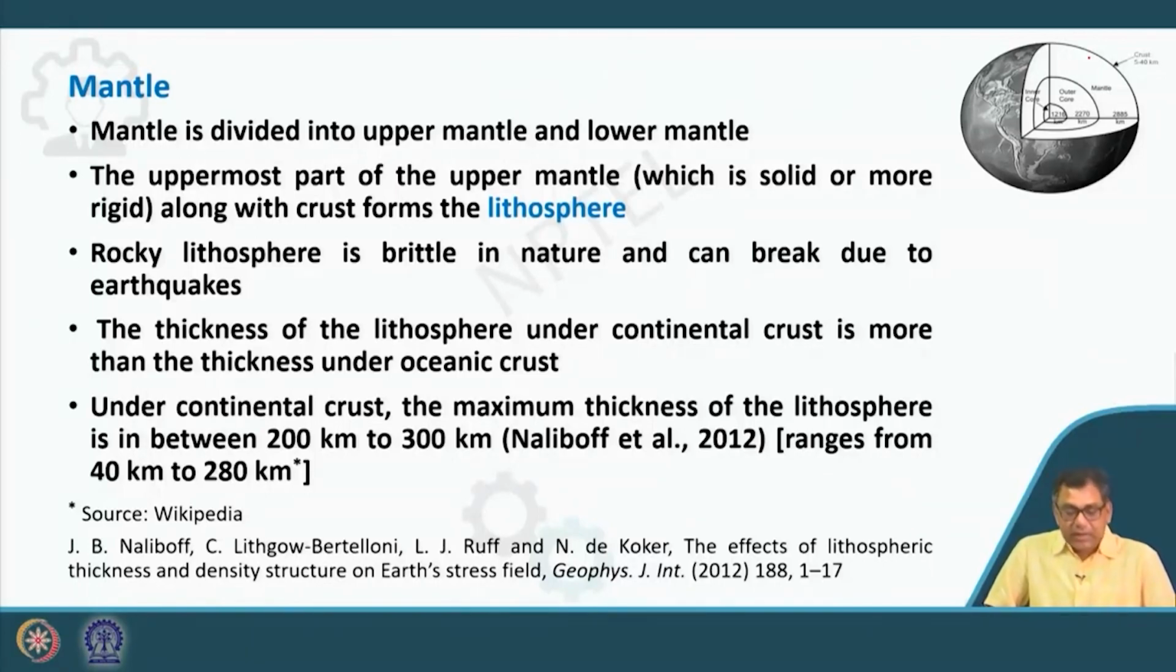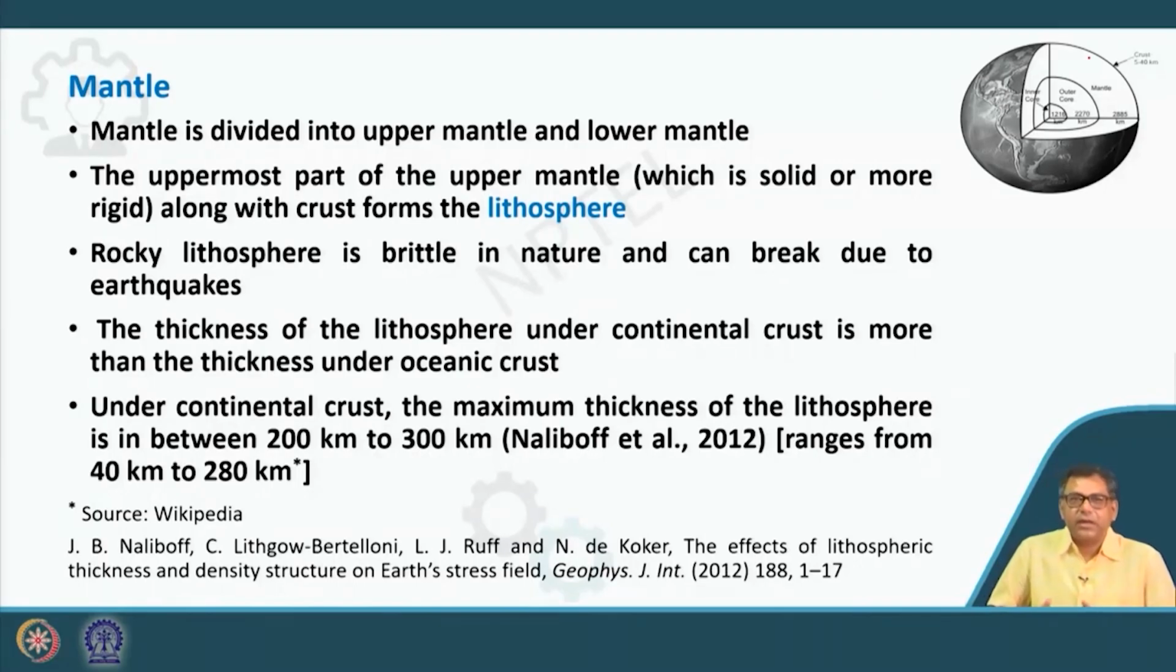Okay, the thickness of the lithosphere under continental crust is more than the thickness under oceanic crust. Here also the thickness of the lithosphere under continental crust is more than the thickness of the lithosphere under oceanic crust. Now what is that thickness? Now under continental crust the maximum thickness of lithosphere can vary in between 200 kilometer to 300 kilometer.